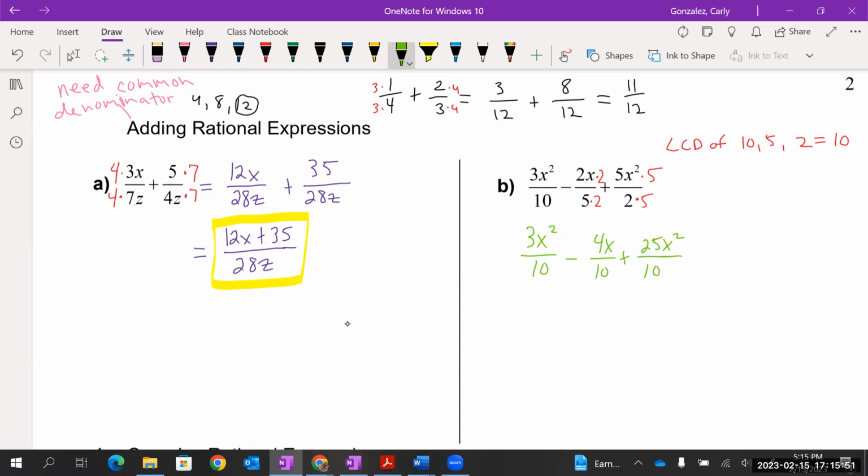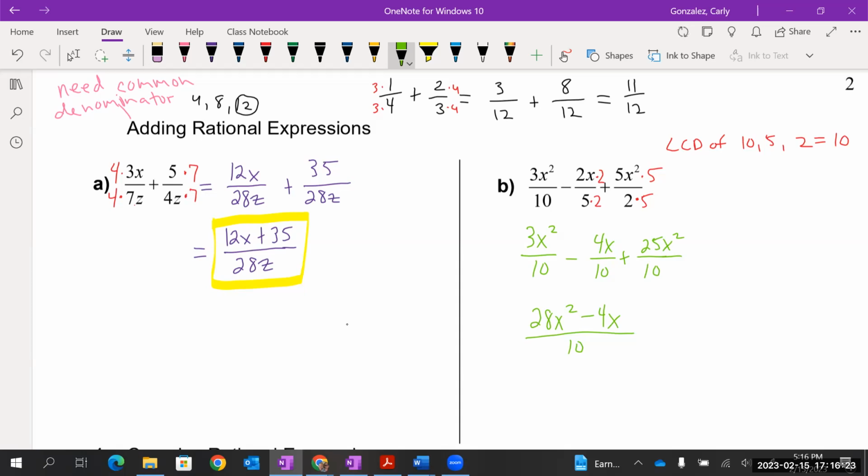And now we're ready. We have common denominators, so we're ready to add and subtract these quantities. The denominator stays the same. And then notice we can add 3x squared to that 25x squared. So we get 28x squared. And the minus 4x cannot be combined since those other two terms have x squareds and the 4x only has an x. So those are not like terms.